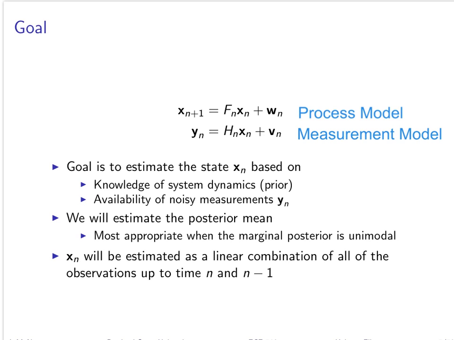And xn is going to be estimated as a linear combination of all the observations from time 0 to time n minus 1. So one way of expressing that is to say our estimate x hat of n is going to be equal to some appropriate big, huge matrix, not the Kalman gain, times a collection of all the measurements, y0, y1, all the way down to maybe yn. So our estimate of the state is going to be that way.